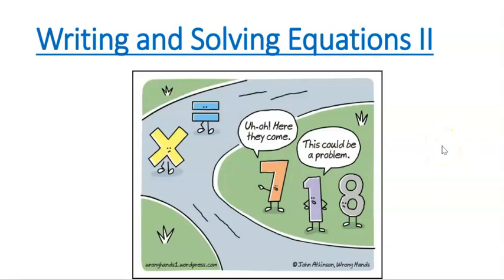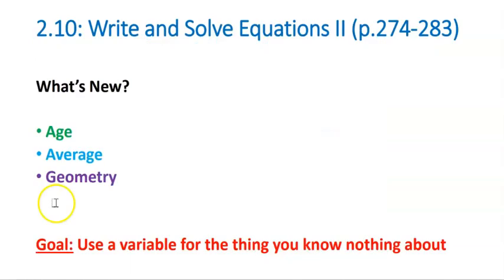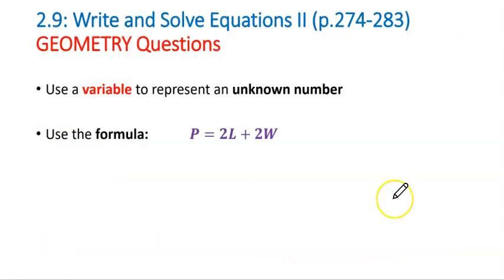Hi, this is the last video for Writing and Solving Equations 2. In this video, we'll take a look at geometry questions, and remember our goal: we use a variable for the thing that we know nothing about. So we're going to use the variable to represent our unknown.